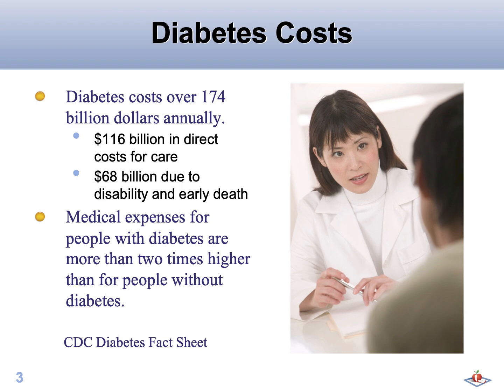Diabetes is also one of the most costly of diseases. For Medicare, it is the number one cost. Expenses for diabetes totaled over $174 billion every single year. Of this amount, $116 billion are spent directly on care, while an additional $68 billion are attributed to disability and to early death. People with diabetes face medical expenses that are more than double those of individuals without this condition.